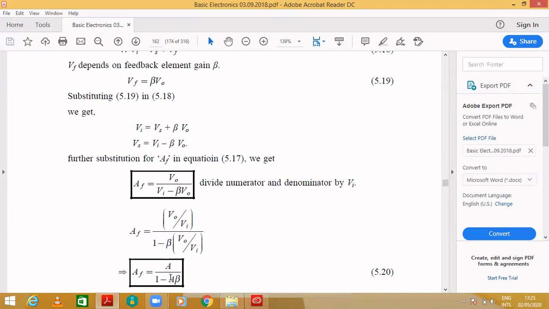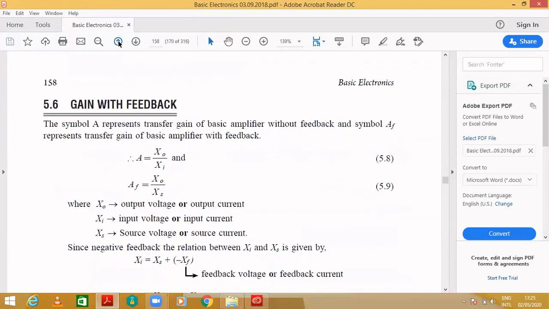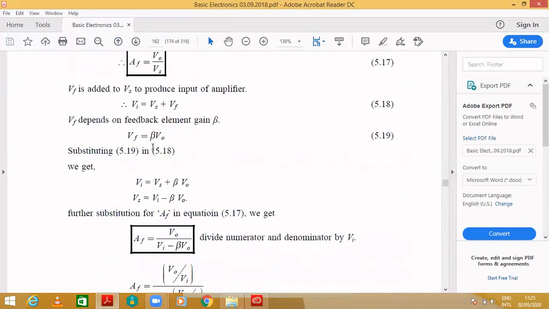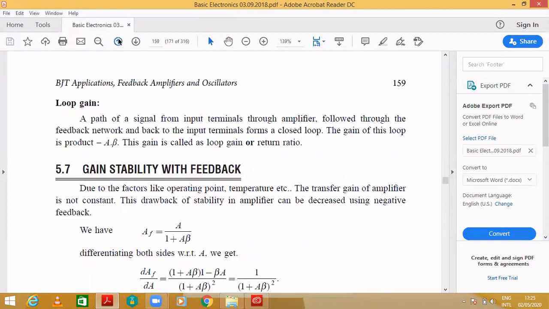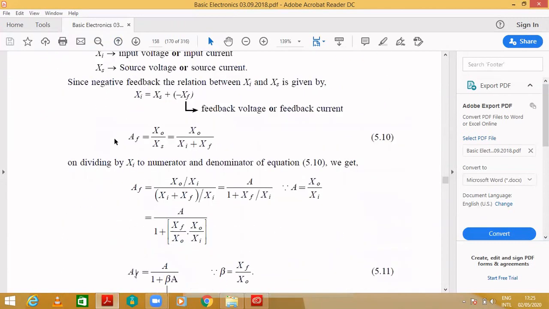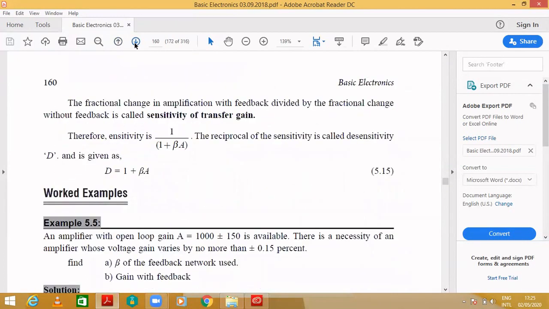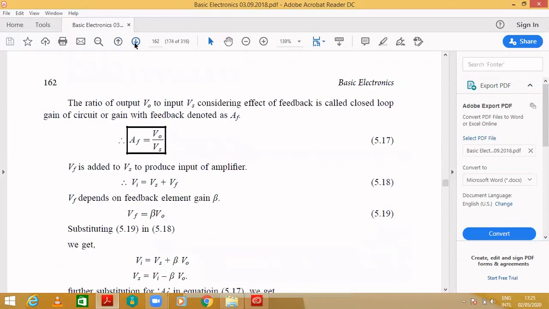You may ask, this derivation we already did previously. That was for negative feedback. You can see over here, the feedback gain is A by 1 plus beta A, and this is for negative feedback for a voltage amplifier. Whatever I have just derived now is for positive feedback.